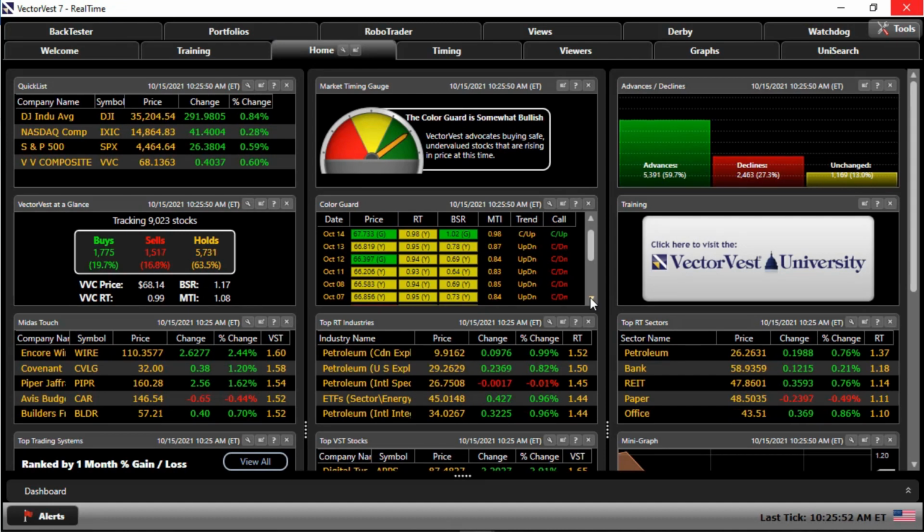But as of last night, October 14th, we had a green light in the price column of the Color Guard. We have a green light in the buy to sell ratio column. And we got a confirmed up signal yesterday. The guidance at the top read the same last night as it does today. VectorVest advocates buying safe, undervalued stocks that are rising in price at this time. So going into today, October 15th, we have a bullish directional bias.